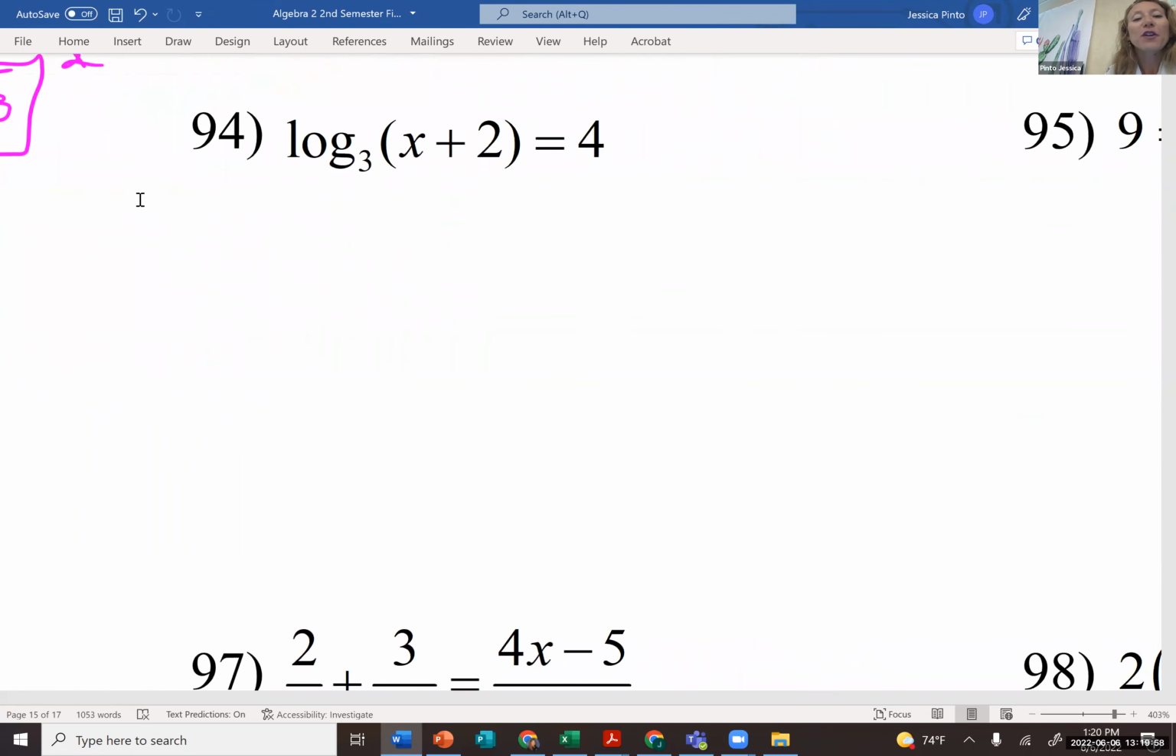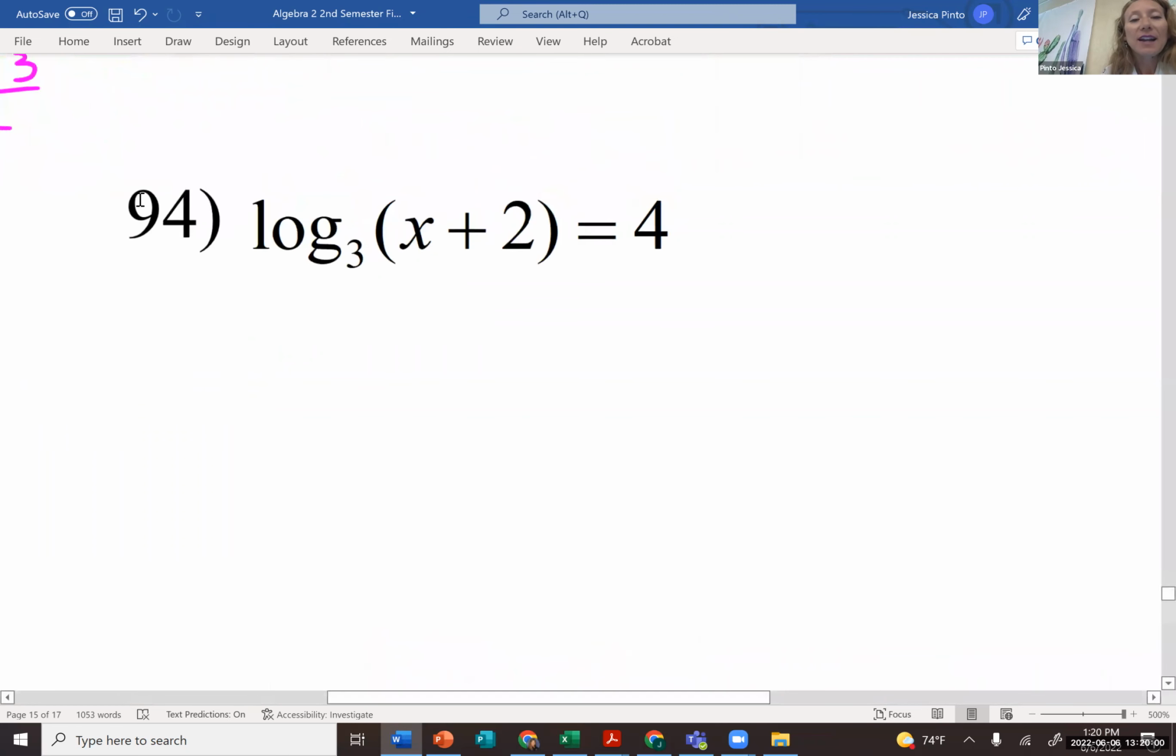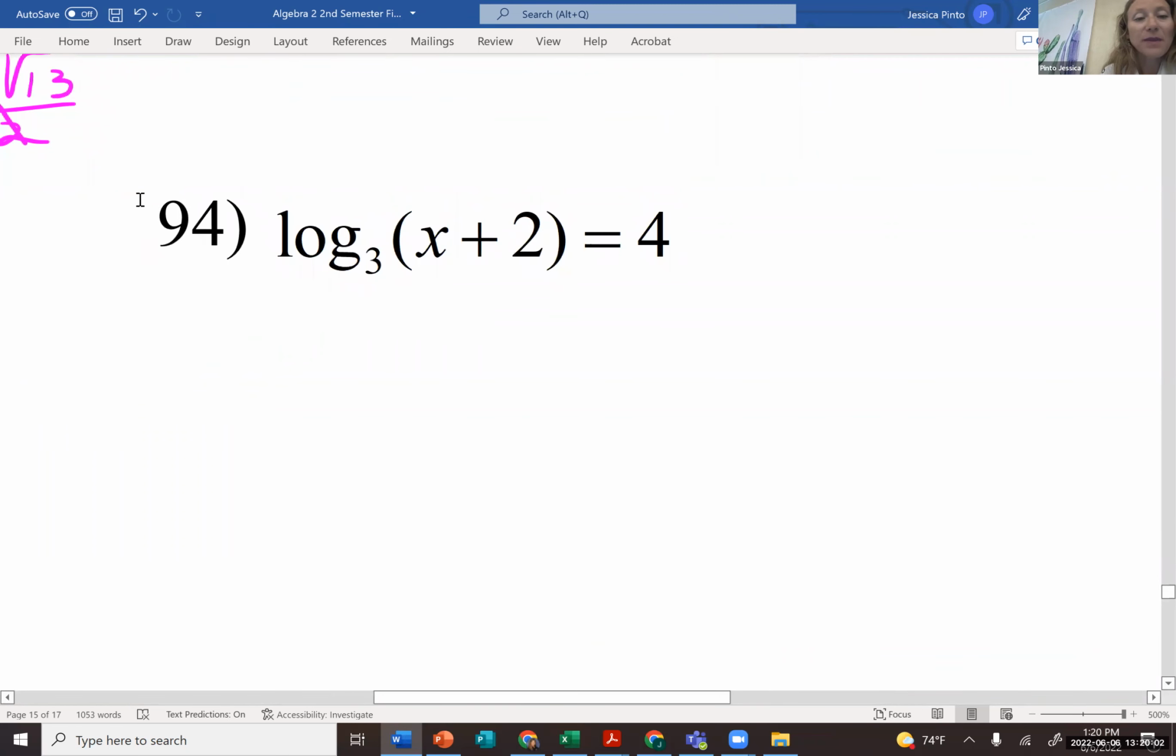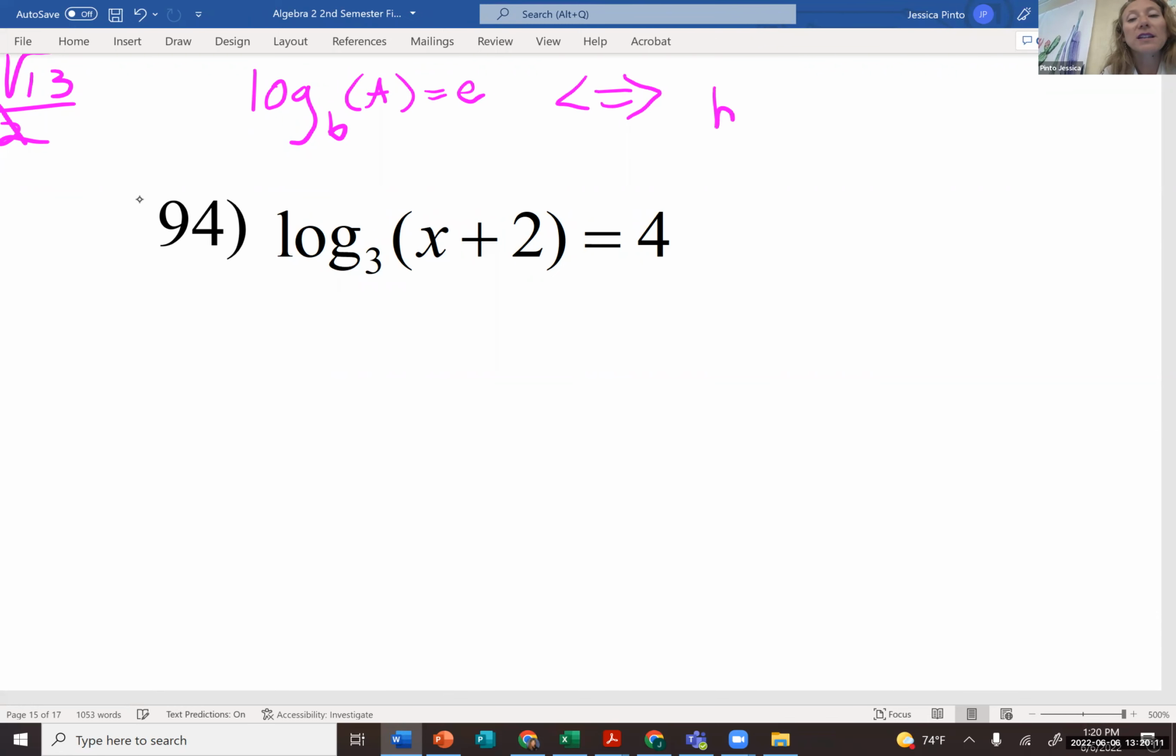All right, on 94, this is a log equation. And in this case, I've got to remember how logs and exponentials work together. It's log base answer is equal to the exponent. And that's very closely related to the base exponent is equal to answer form. As it is now, this problem is unsolvable until we convert it to its equivalent form. So the base is 3 and the exponent is 4. 3 to the 4th power is equal to x plus 2.